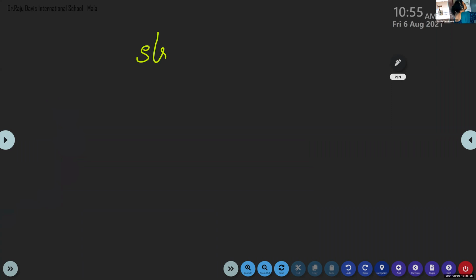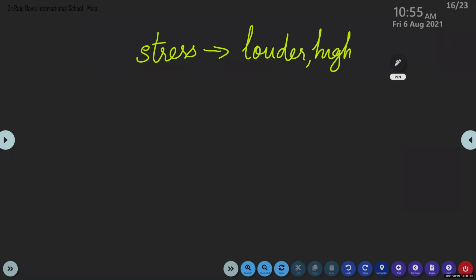Stress means that particular syllable should be louder, higher, and longer. See, children, this word is pronounced as longer, with the g sound. Some student asked me, ma'am, is it longer or longer? So even I started thinking about it, and I checked, and the pronunciation of this word is longer. That g sound comes there as per British pronunciation. Not only in British pronunciation, even Americans pronounce this word as longer. So all those who have been pronouncing this word without the g, please start pronouncing it with the g.